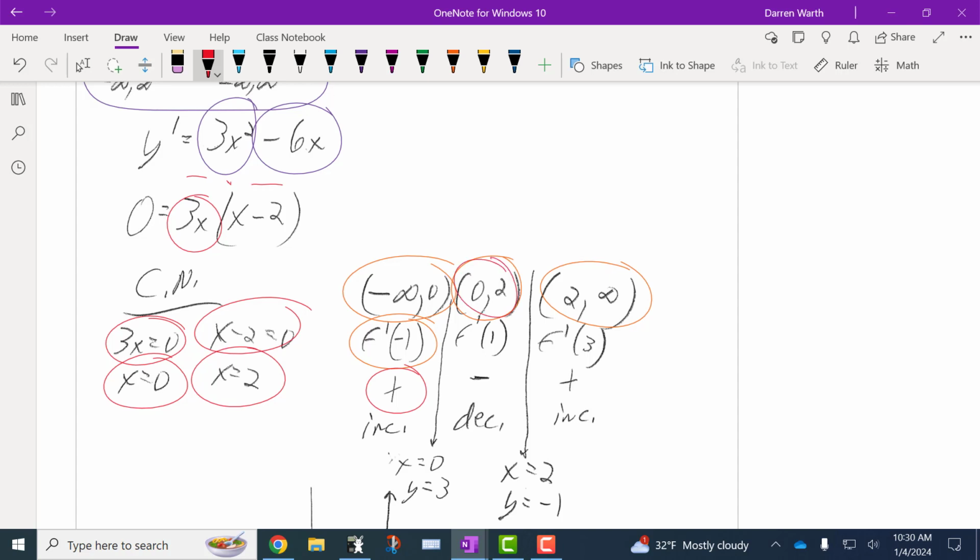Go to the next one. Choose a number between 0 and 2. Choose the number 1. When I substitute in 1 right here, I get a positive. When I substitute 1 into this part, I'm going to get negative. A positive times a negative is negative.